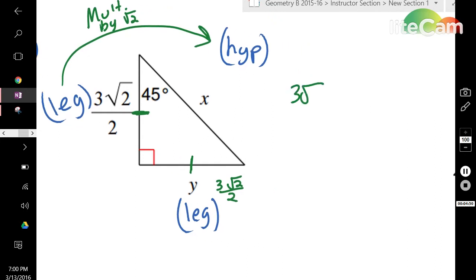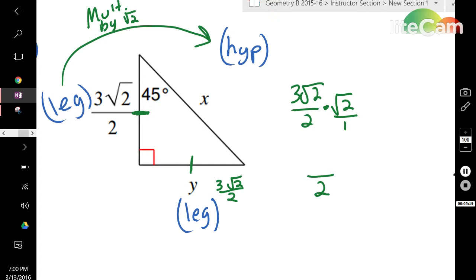3 root 2 over 2. And you're going to multiply that by square root 2. Now, the second number, square root 2, is a fraction over 1. We just don't write it because you divide things by 1. It doesn't change the number, so therefore it's unnecessary to write. And when you are multiplying fractions, it's numerator times numerator, denominator times denominator. So on the denominator side, 2 times 1 is 2. It's pretty straightforward.